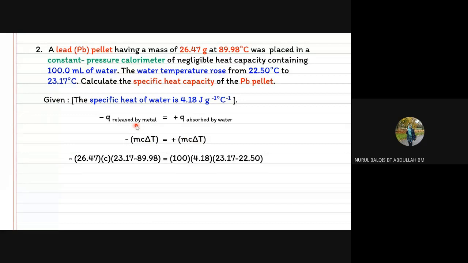But then, release by metal, kita letak negative sign. Kalau absorb, letak positive sign. Yang ni kena letak negative and positive. Sebab kalau tak letak negative positive, kita bawa ke sana, value dia akan jadi lain.